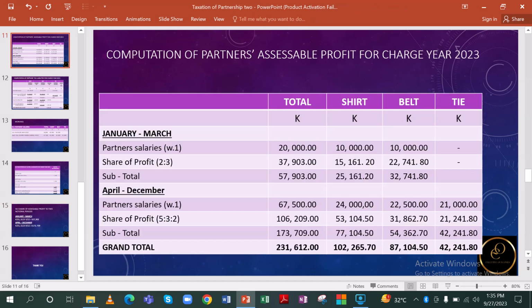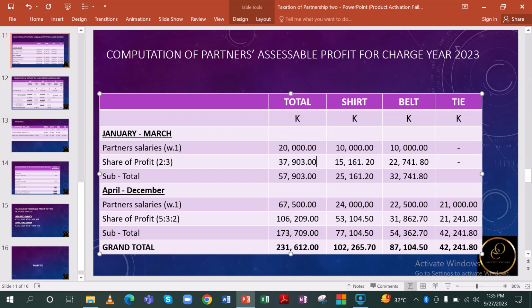We have the subtotal 57,903 in the first notional period. We also have a subtotal 173,709 kwacha for the notional period running from April to December. So you put those figures there, meaning that in between here there is a gap of that much.